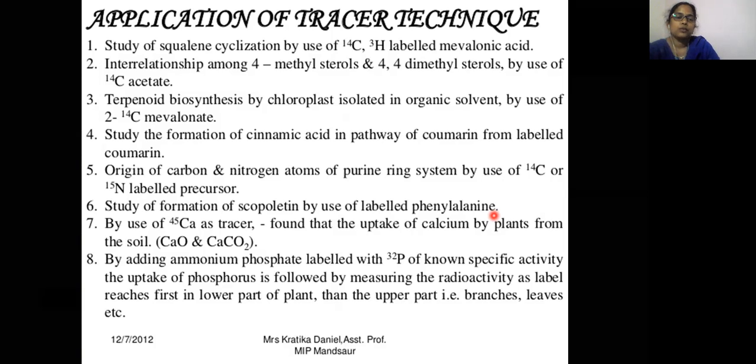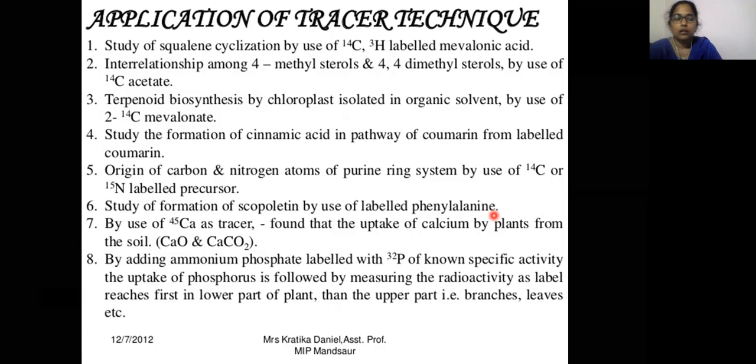Next, the study of formation of scopolamine by the use of labeled phenylalanine. Phenylalanine is the starting material for scopolamine. So here we are radio labeling, that is, inserting the isotopes into the phenylalanine, and we are studying the formation of scopolamine.